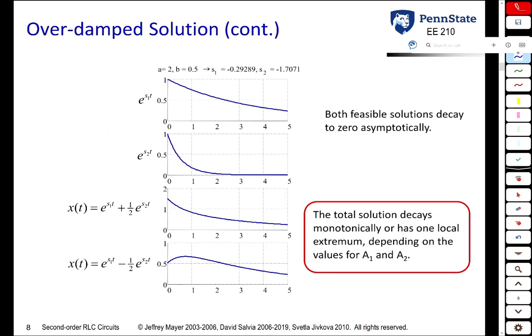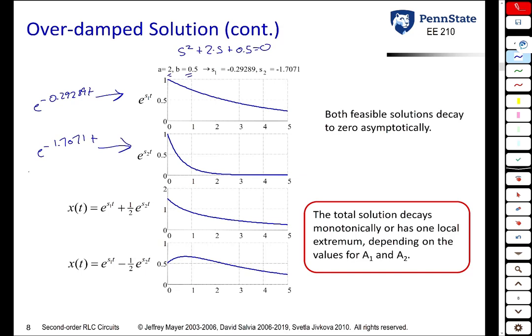So what is the shape of this overdamped solution going to look like? Let's assume we have a characteristic equation, s squared plus 2s plus 0.5 is equal to 0. In other words, a is 2 and b is 0.5. When you plug those into the quadratic formula, you get negative 0.29289 and negative 1.7071. If you were to plot e to the minus 0.29289t, it might look something like that. If you were to plot e to the minus 1.7071t, it might look something like that.